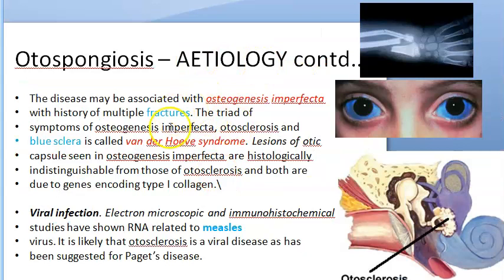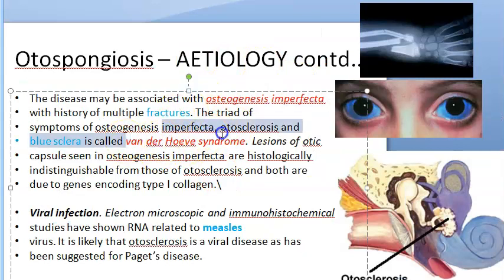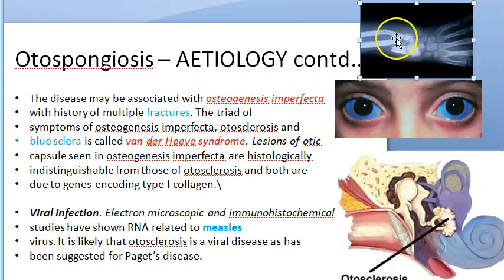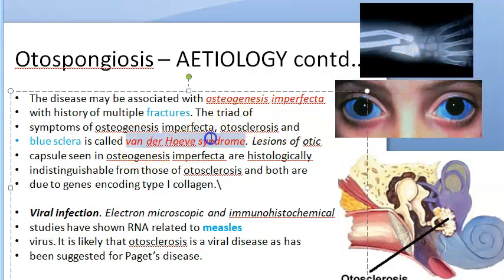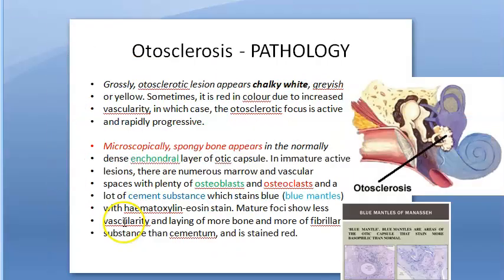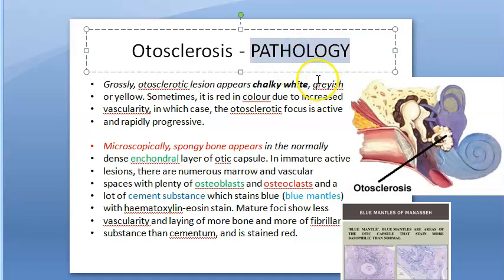Some more etiology. We saw van der Hoeve syndrome. These people can have osteogenesis imperfecta, that is fractures, blue sclera and even otosclerosis. These three together are the triad of van der Hoeve syndrome. Even if people have measles, then they can have this problem. All this we have looked at in the previous video. We're just taking a review.